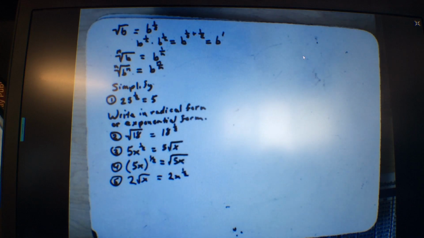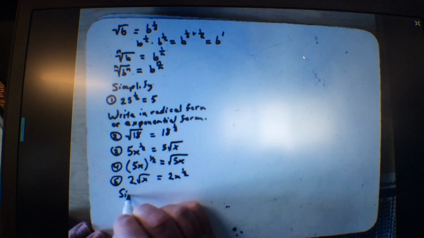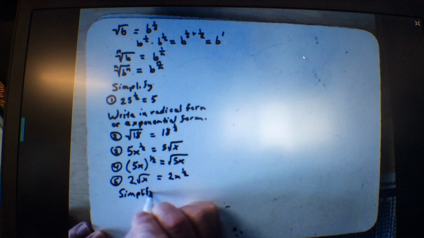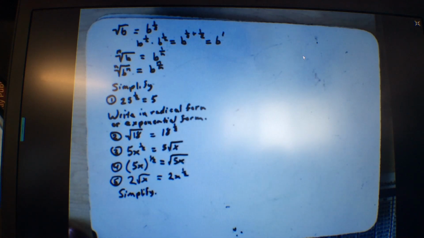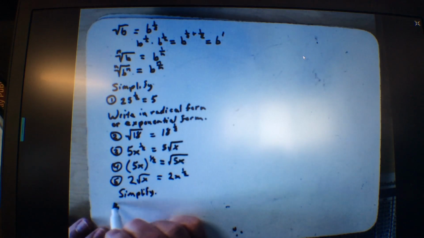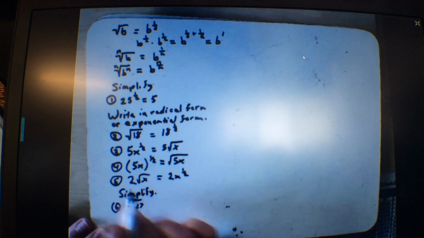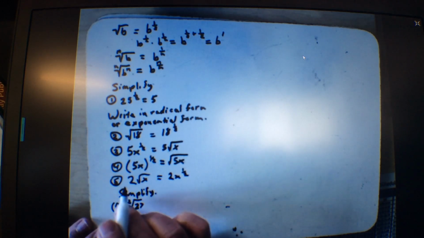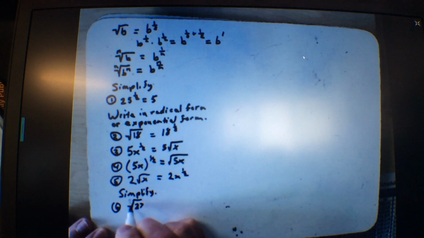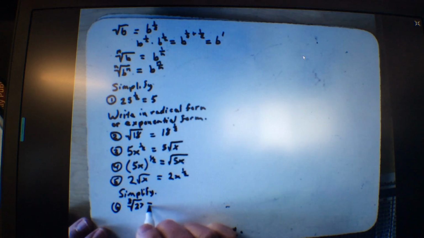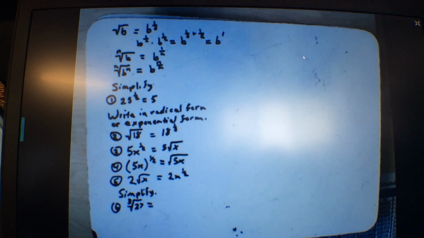Okay, so let's go back to simplification. All right, simplify. But let's change our root. Instead of having a square root, let's do something else. Let's do the first one, the cubed root of 27. That's a 3 if you can't read it. The cubed root of 27. What number times itself 3 times is 27? 3. Okay, we talked about that.